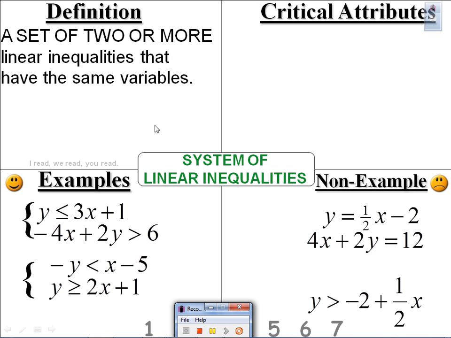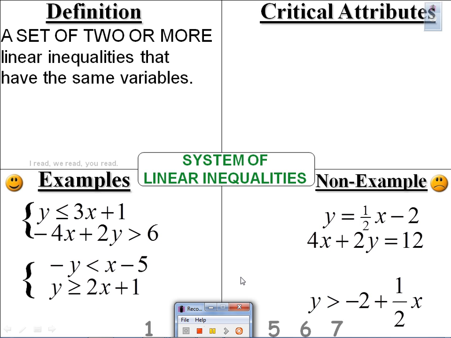So, here goes the concept. The concept for today is systems of linear inequalities. Pens down, eyes up here. According to the definition, it's a set of two or more linear inequalities that have the same variables. Is this a set of two or more? Yes, linear inequalities with the same variables. How about this one? A set of two or more, yes, of linear inequalities with the same variables.